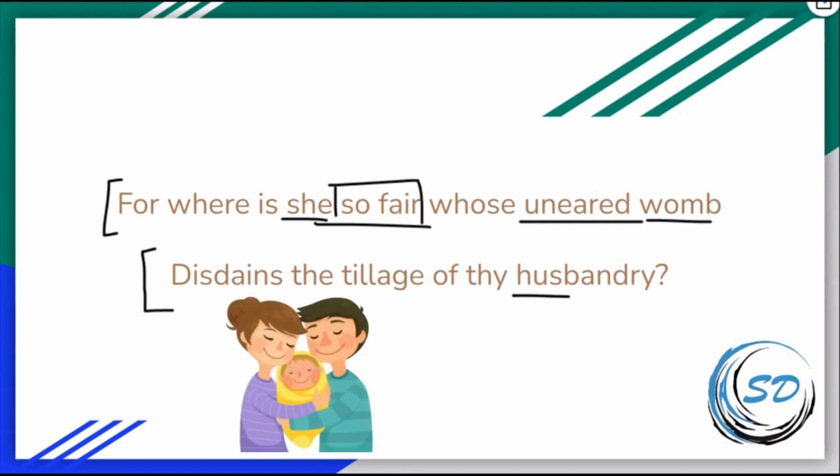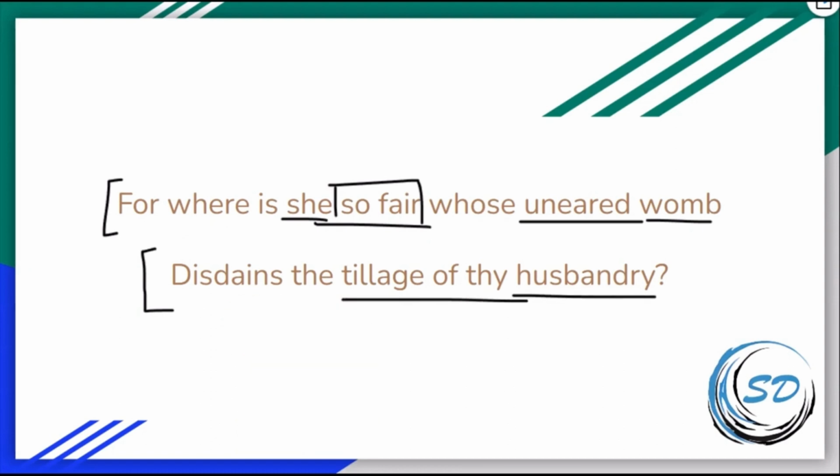Husbandry refers to their ability to father a child. The phrase, tillage of thy husbandry, implies cultivation of the woman's reproductive potential. In these lines, Shakespeare challenges the person to consider the futility of their beauty if they choose not to bear children. He questions why a woman, who possesses such beauty, would refuse to engage in the cultivation of their legacy through the act of procreation. The metaphor of the uneared womb likens the woman's barrenness to uncultivated soil, denying the growth of their beauty.